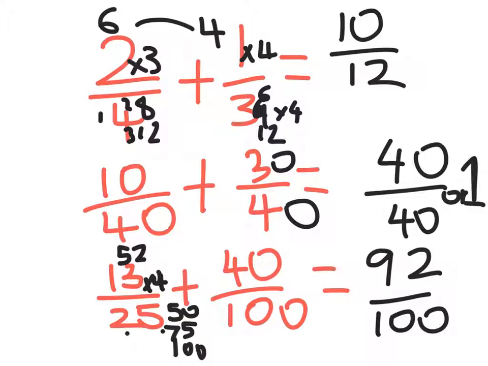Okay? Bottom one, I didn't have to do anything. I just put the zeros on those two numbers, the numerator and the denominator. And then the denominators were the same, so I just plussed the top ones, which equaled 40 over 40, or 1 whole. The last one was actually quite tricky.